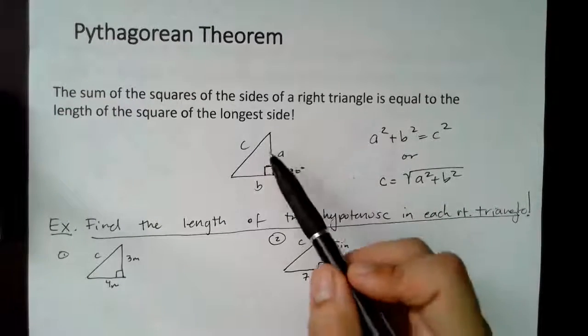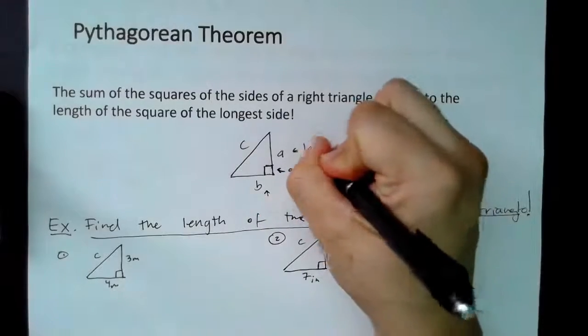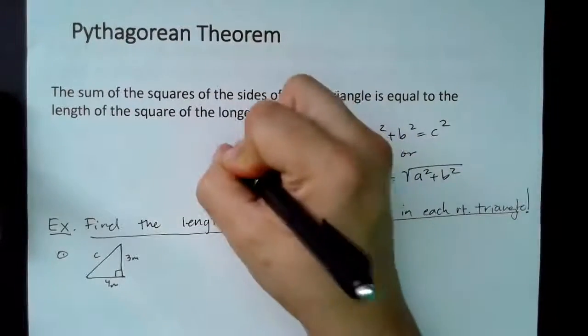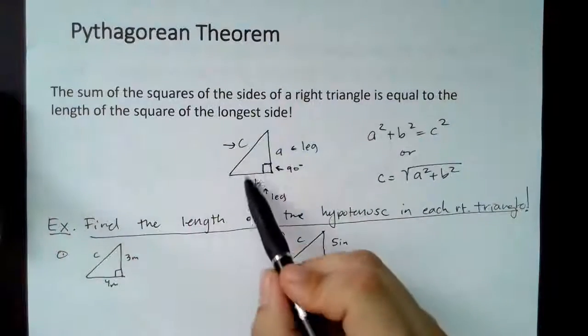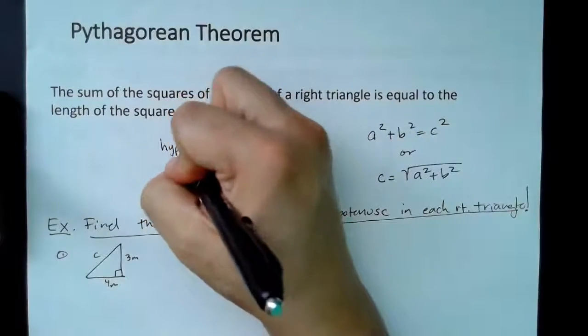And here are the parts of a triangle. They're usually labeled A, B, C. This is a leg, this is another leg, and the longest side, which is the side across from the right angle, is called the hypotenuse.